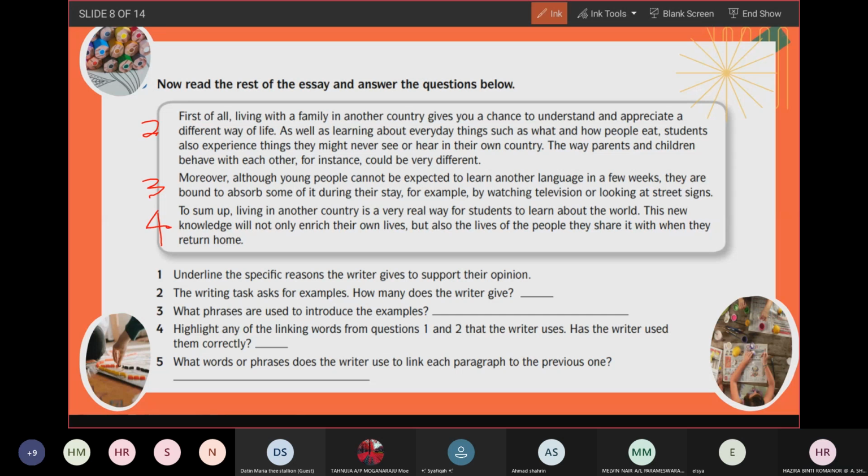Amira. Melvin, mana kawan-kawan ni? I don't know, teacher. Panggil Dia Datin. Datin dah jawab. Sabar, saya tak dengar lagi suara. Saya nak dengar suara siapa.